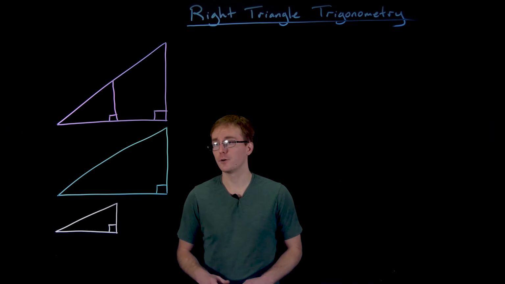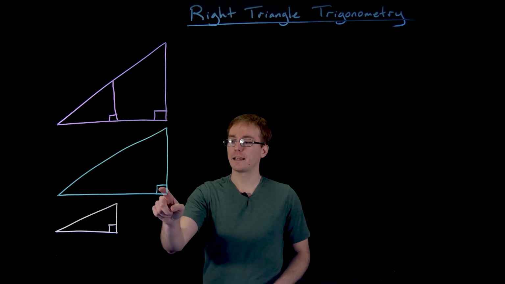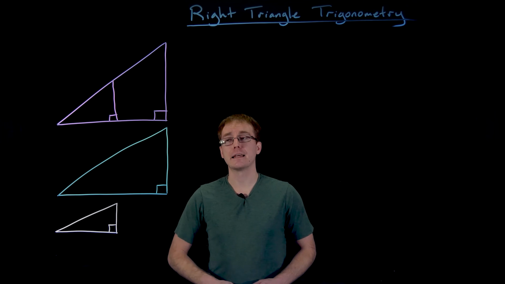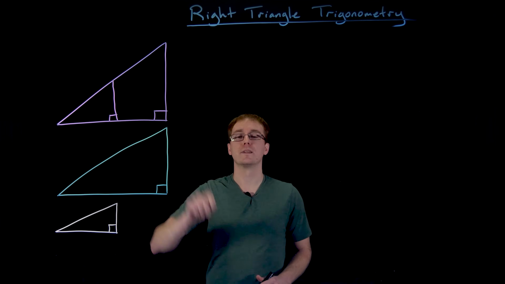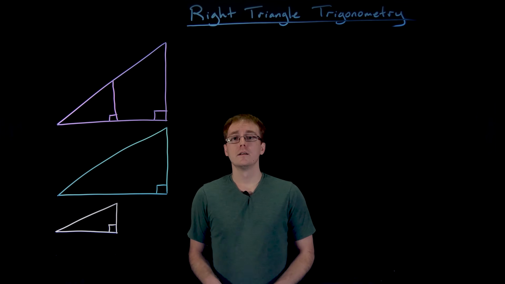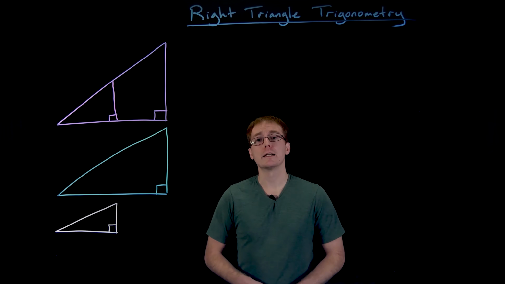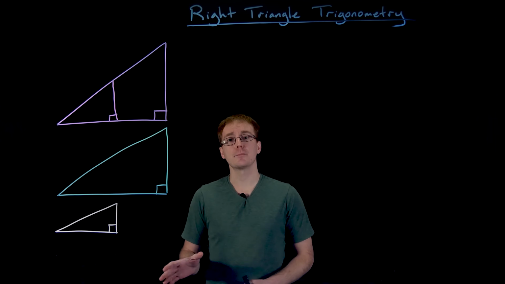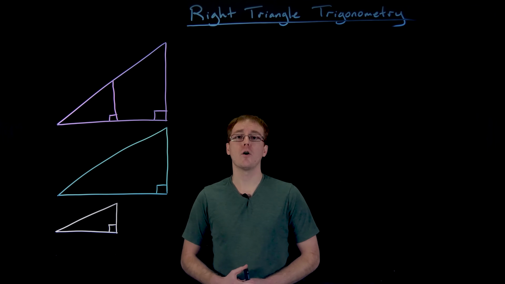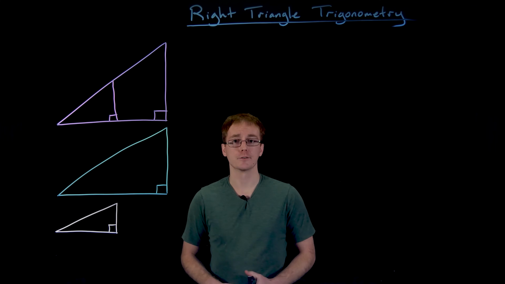Remember, a right triangle is a triangle in which one of the angles is a 90-degree angle, and we always denote that special 90-degree angle in a right triangle with that kind of corner box. And so here I have a couple different right triangles drawn on the board for us to look at and analyze. And what's special about all these triangles is that they are all what we call similar triangles.